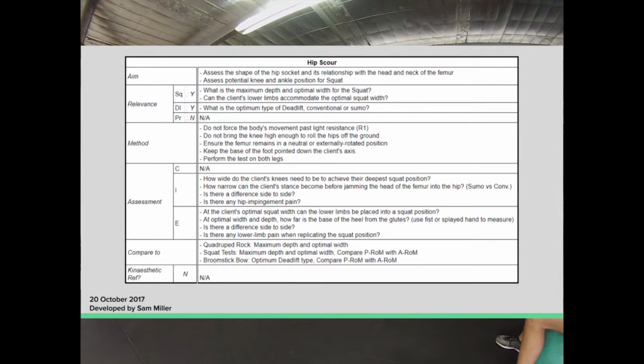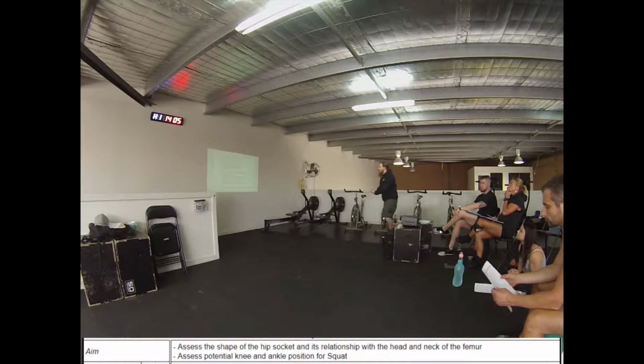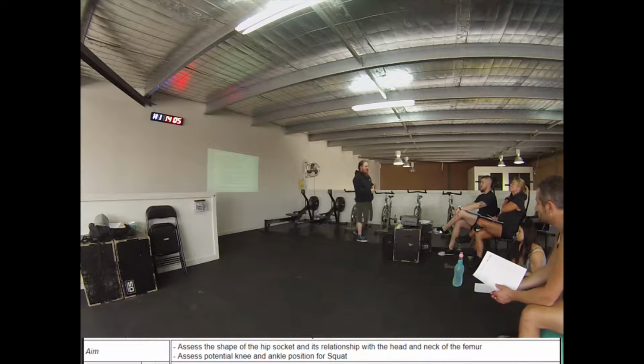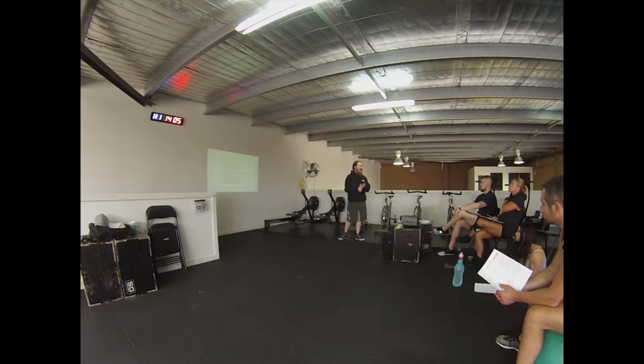Right, that's what a completed one looks like. Sorry, far away, the text is probably a bit small, but I'll read it out and we'll go through it. So the aim of the hip scout, which is the first test we're going to do, is to assess the shape of the hip socket and its relationship with the head and neck of the femur. It's also going to give us an idea of potential knee and ankle positions for our client in the squat.